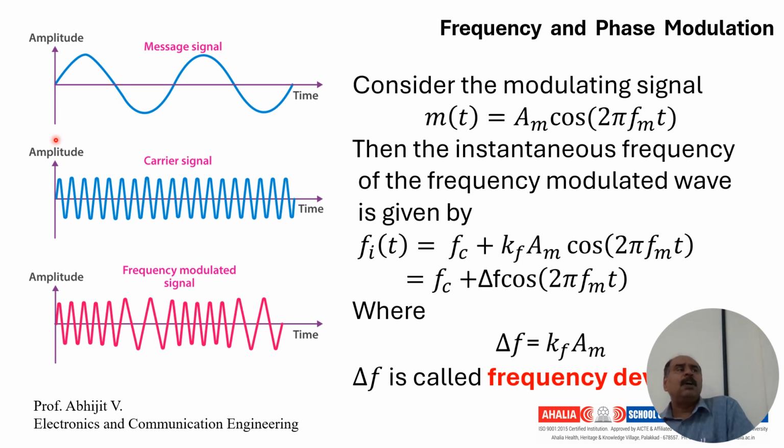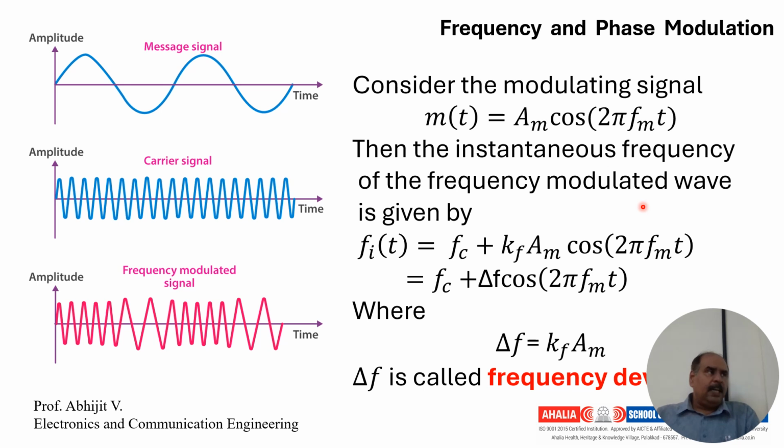Do you know how a sound signal travels? A sound wave travels with compression and rarefaction. The air nearby your mouth while you speak gets compressed and expanded, and a sound wave travels like that. Similarly, when you modulate a signal using frequency modulation, the frequency of the carrier signal that is shown here changes with respect to the message signal.